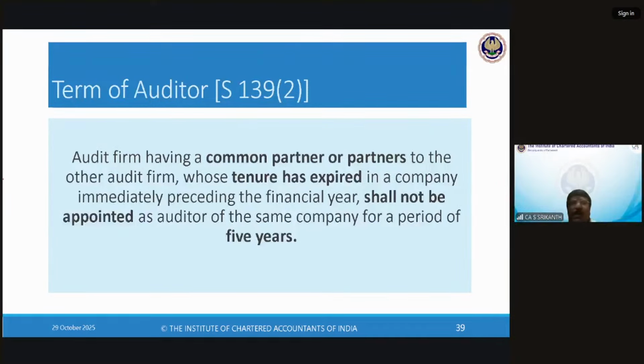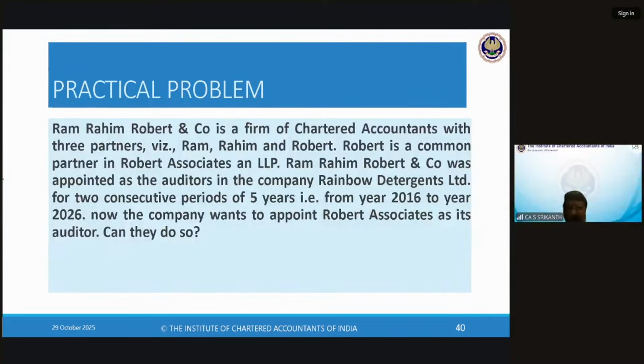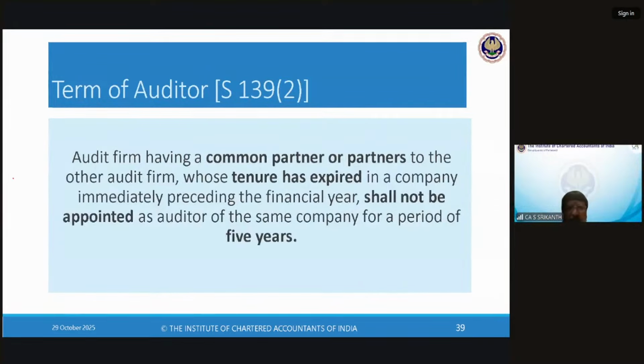This is a very interesting point because people will start thinking how to circumvent it. So they are saying an audit firm having a common partner or partners to the other audit firm whose tenure has expired in a company immediately preceding the financial year shall not be appointed as auditor of the same company for a period of 5 years. Got it? If you see the example, you will easily understand. If there are common partner or partners, then those other firms which have a common partner also cannot be appointed for 5 years.